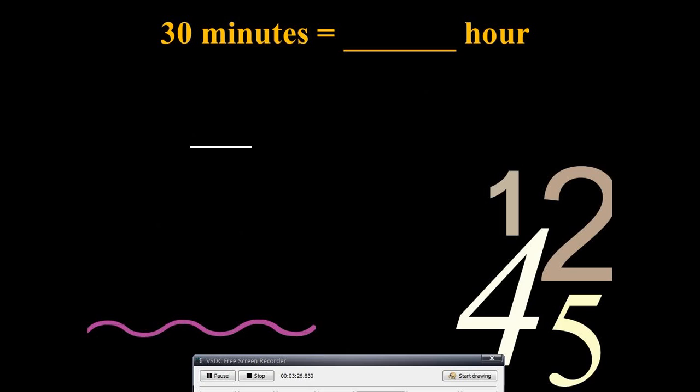So let's have a look. In 1 hour we have 60 minutes, and how many will 30 minutes make? So we can show it in this fraction form. 30 divided by 60, and we can just make it a simple form, and it will make half an hour. So easier version, we know that 1 hour is 60 minutes, and 30 minutes is half of 60, so it will make half an hour.